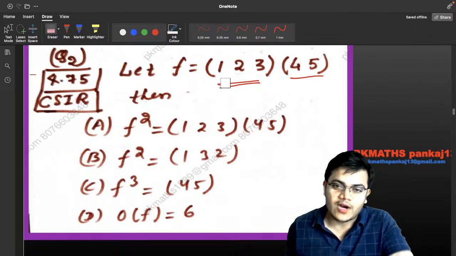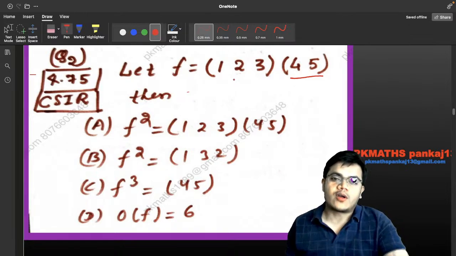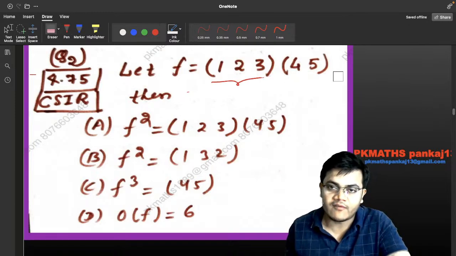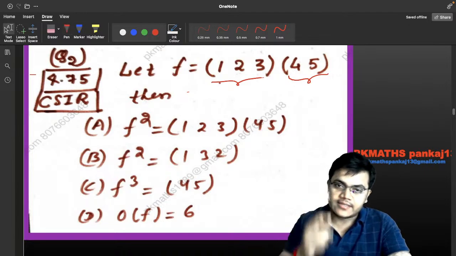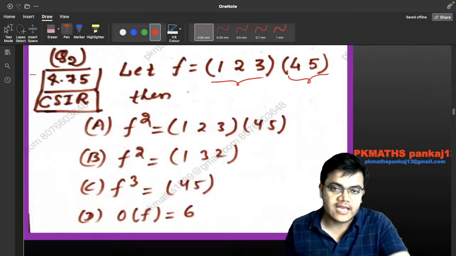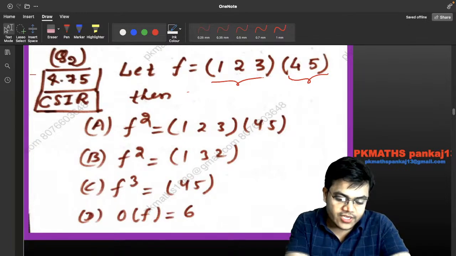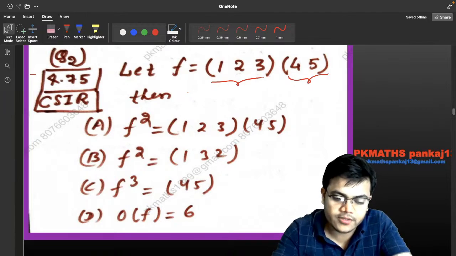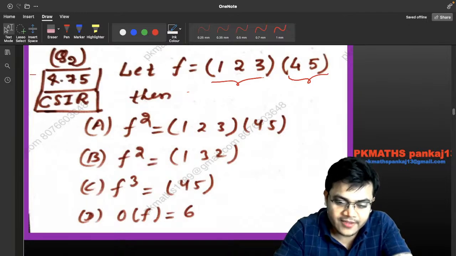So here we have what? Here you can see f as the product of disjoint cycles, a cycle of length 3 and a cycle of length 2. So this f has been represented like this, and then you have to find f squared. So I am waiting for your response. I think I am live and everything is fine now.